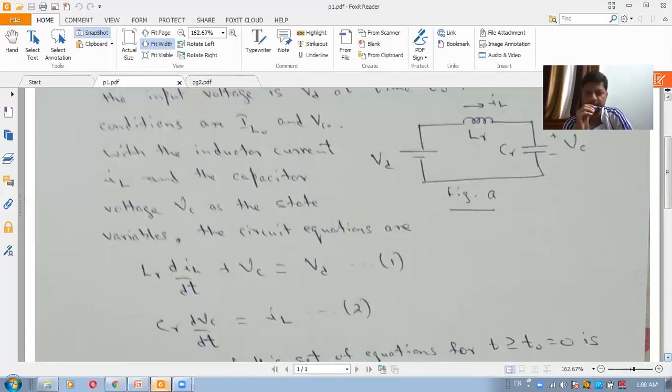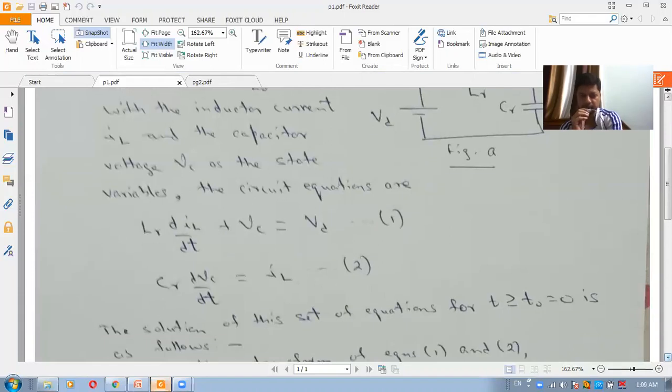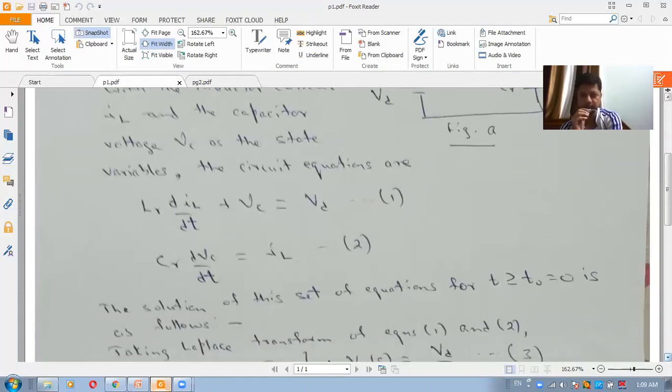Now these state equations can be in the form x dot is equal to Ax plus Bu, and the solution of this state equation is x of t is equal to e to the power At into x of 0 plus e to the power At integral 0 to t e to the power minus A tau B u of tau d tau. So I don't know whether you have studied this or not. Actually these are very simple equations, so we don't need to go by that method here. I'm going to solve them simply by using the Laplace transform. So I'm taking t0 is equal to 0 and solving them for simplicity.